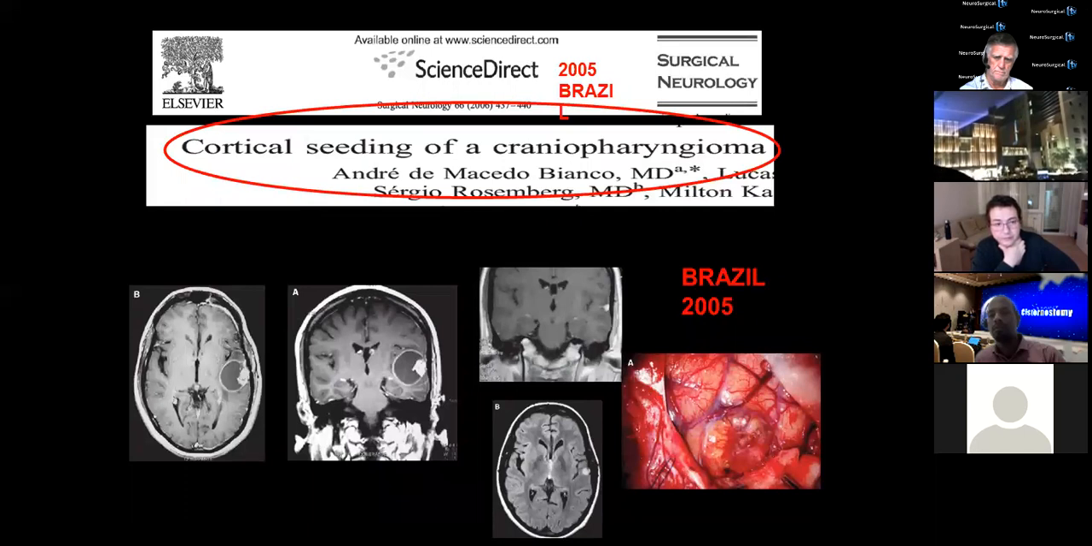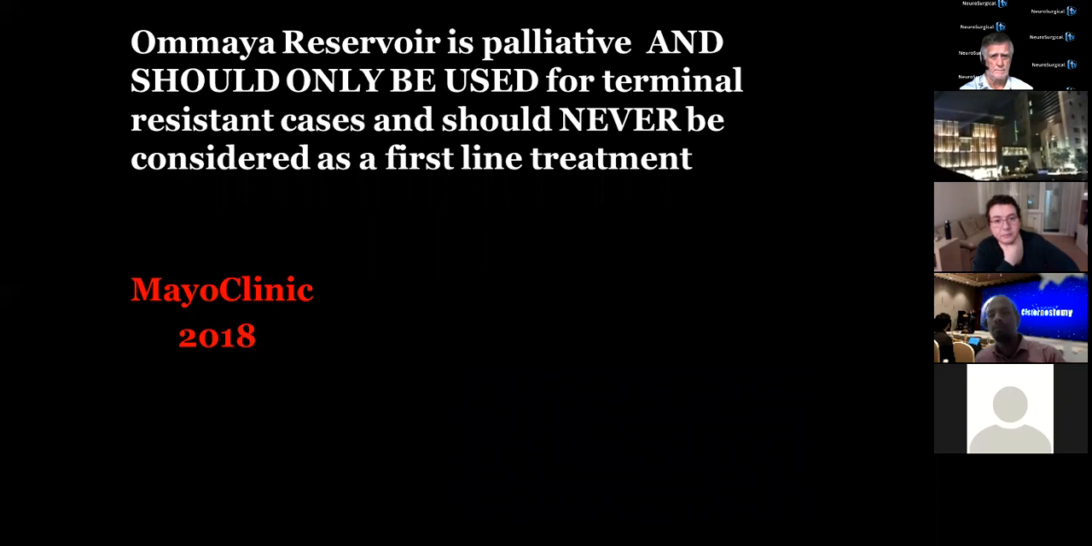And this is a paper about seeding, because you do the puncturing, so you may seed the tumor cells. What does Mayo Clinic say about this? Ommaya reservoir is only palliative and should only be used for terminal cases. Terminal, dying people. It is not a primary treatment. It should never be considered as a first-line treatment. In Jordan, in the Arab countries, in Asian countries, it is the primary treatment because the surgeon is mediocre.